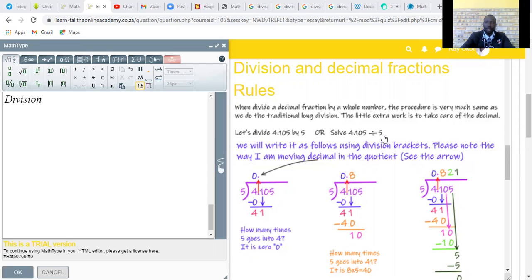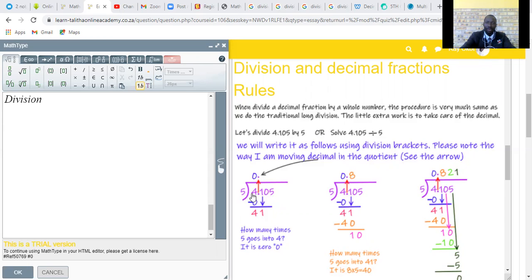Now, we will use the same approach as for long division, and we will write it as indicated here. The divisor is 5. It stays outside. This number here, 4.105, is called the dividend. This dividend is written inside.